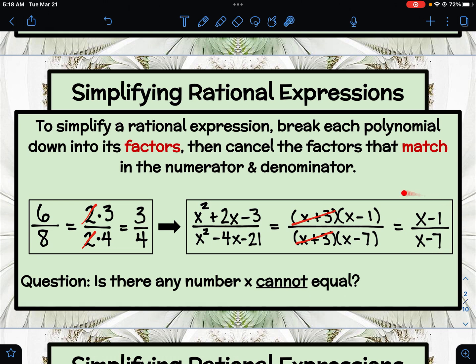Now, if you look here at the rational expression, I have x squared plus 2x minus 3 over x squared minus 4x minus 21. I factor both of those using the snowflake if I need to. And then I see that I have x plus 3 over x plus 3. And those are going to cancel, and I'm left with x minus 1 over x minus 7.